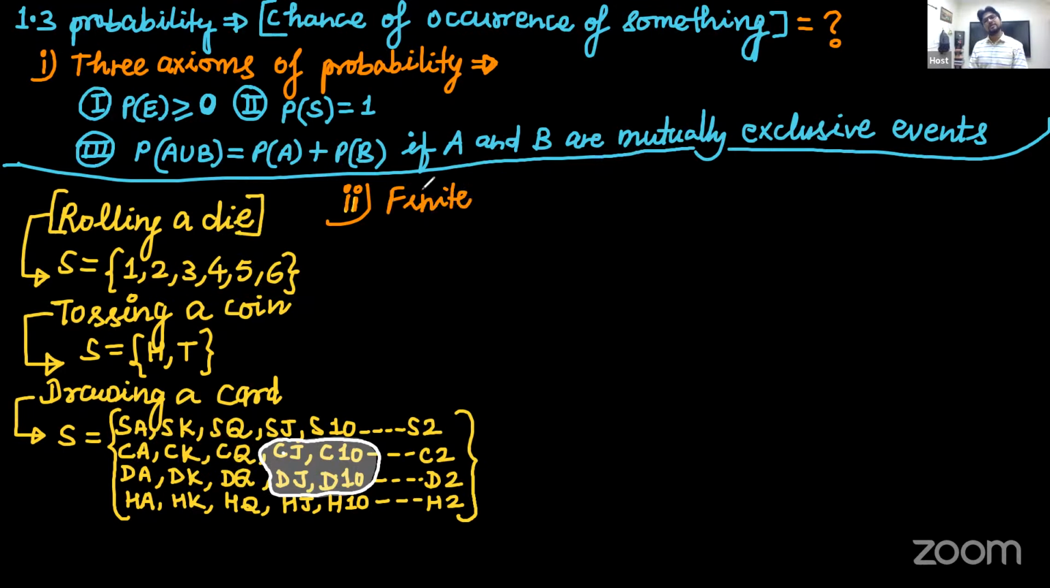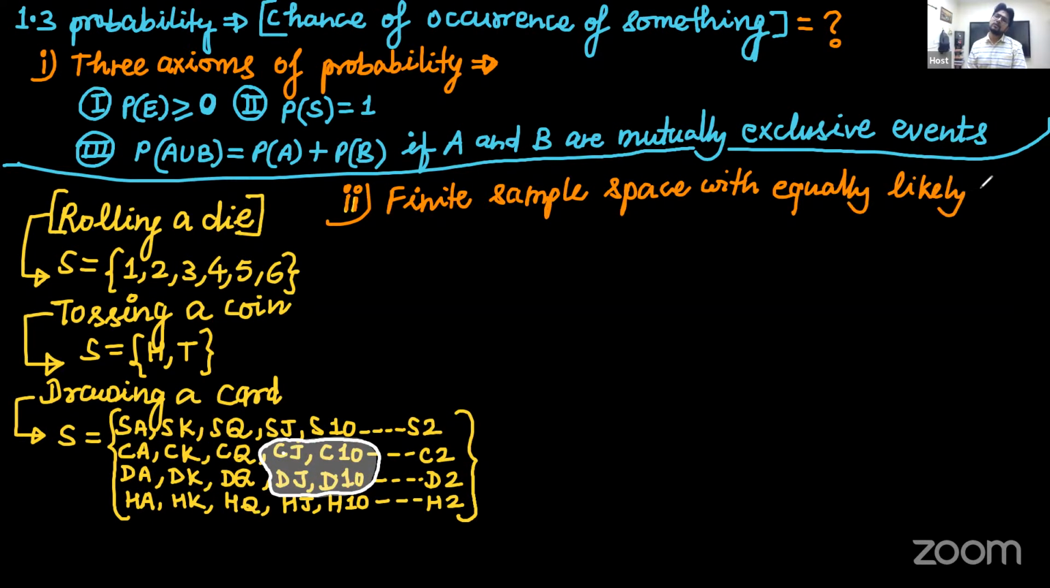That scenario is finite sample spaces with equally likely outcomes. What exactly is this equally likely outcome? Equally likely outcome means that each outcome has equal chances. Each outcome has the same chance. For example, these are the examples of finite sample spaces.